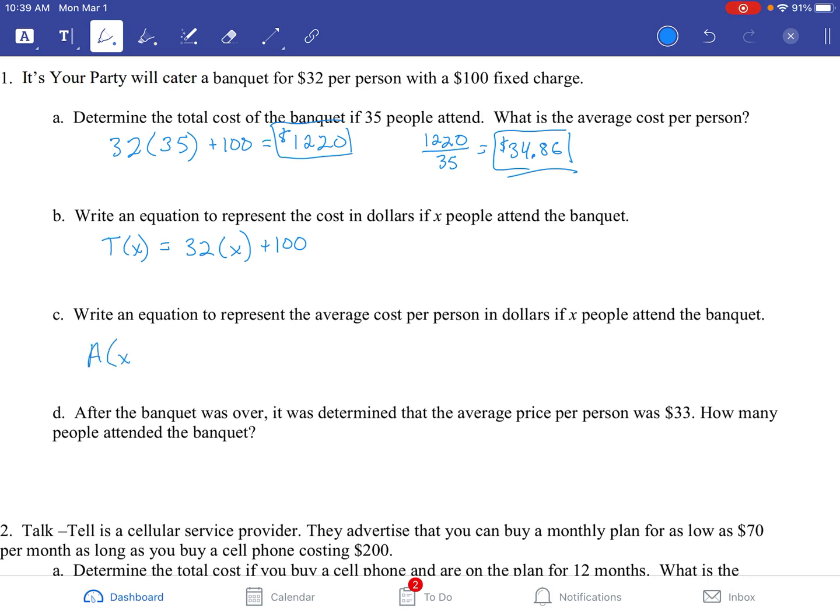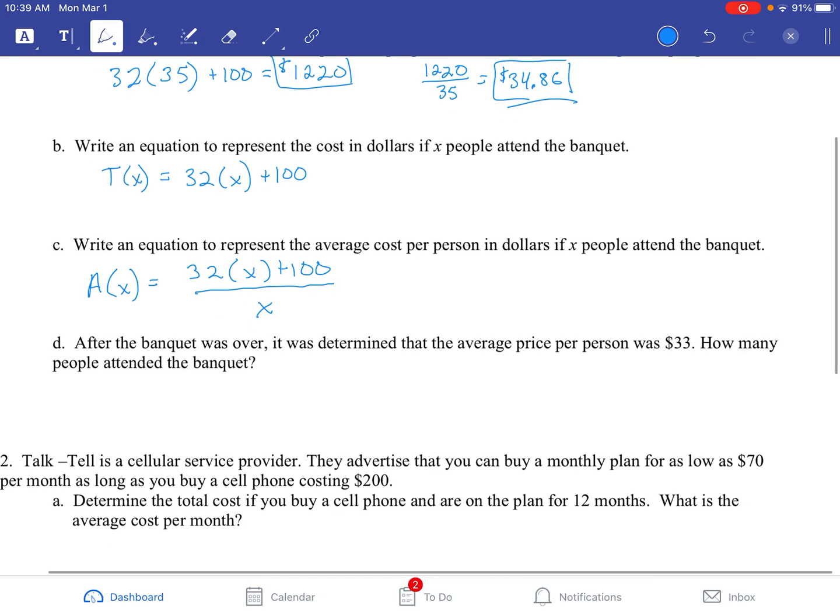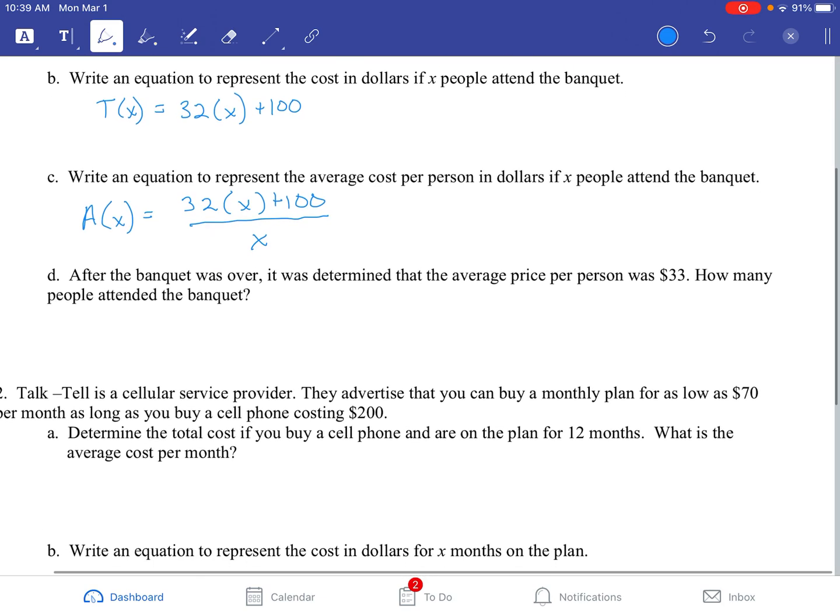So it's going to be the average of X is equal to 32 times X plus 100, which is the total cost. Then we find the average by dividing that by the number of people. So there's your equation. It's the same idea that we did in part A. We're just putting an X value in for the number of people that attend versus an actual number.